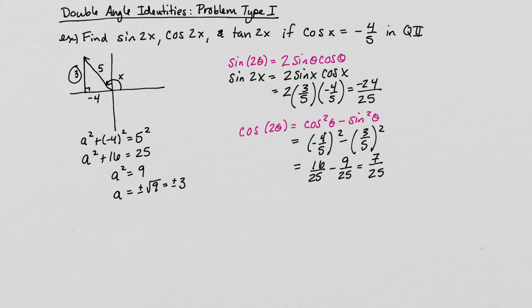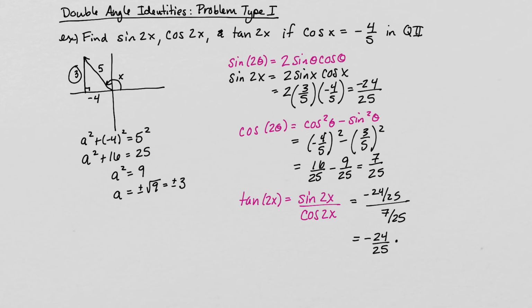And then the last one it wanted us to find was the tangent of 2x. You'll notice there's not actually a formula for the tangent of 2x, but remember, tangent of 2x is going to be the sine of 2x divided by the cosine of 2x. And we already just found the sine and the cosine. So the sine of 2x is negative 24 over 25. The cosine is 7 over 25. If I do keep, change, flip, so keep negative 24 over 25, change the division to multiplication, flip that last fraction to 25 over 7. The 25s would cancel, and I would get negative 24 over 7.